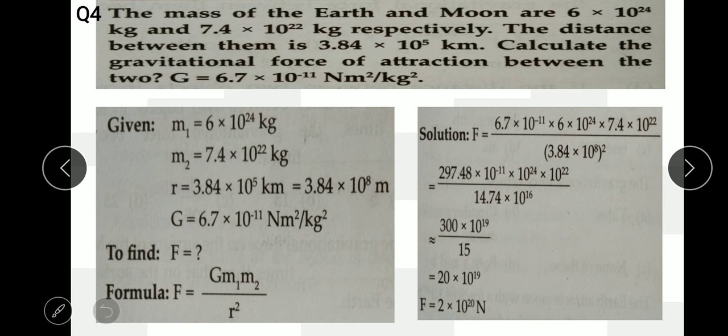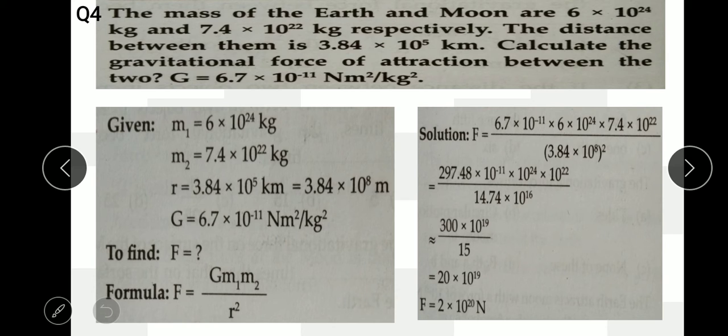Let's continue. Next sum: the masses of the Earth and moon are 6 into 10 raised to 24 kg and 7.4 into 10 raised to 22 kg respectively. The distance between them is 3.84 into 10 raised to 5 kilometer. Calculate the gravitational force of attraction between them. Here we can see that the masses of the two objects are given and the distance between them is given.